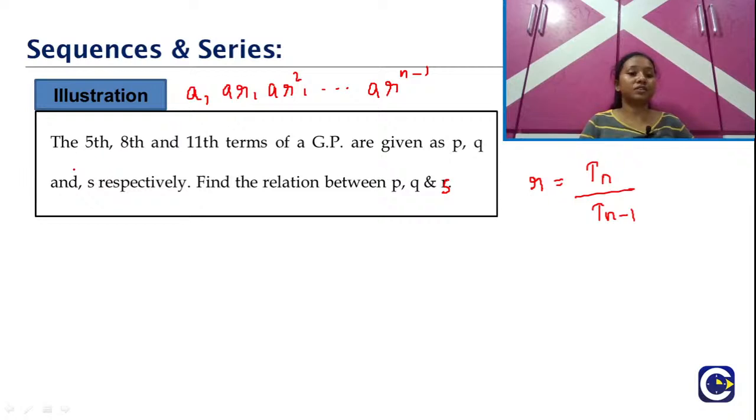So now the 5th term, 8th term as well as the 11th term of a GP have been given by P, Q and S respectively. So we have to find the relation between these three, that is P, Q and S here. So quickly give it a try, guys. I'll just check the comment section. If you guys have any queries, any doubts, you can let me know there.